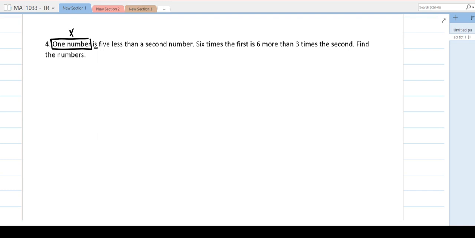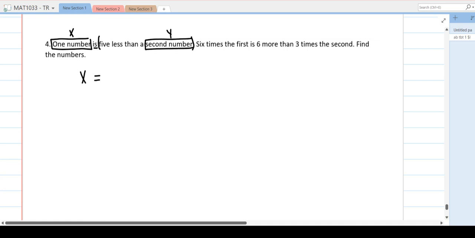So x equals 5 less than the second number, and I'm going to make the second number y. Okay, so x is 5 less than y. So how do I write 5 less than y? Is it 5 minus y or y minus 5? Think about it in terms of the numbers, right?